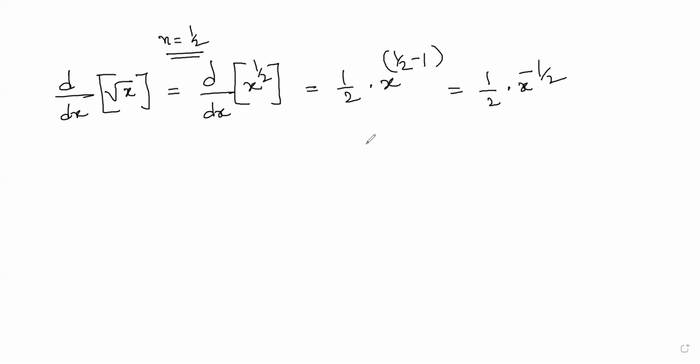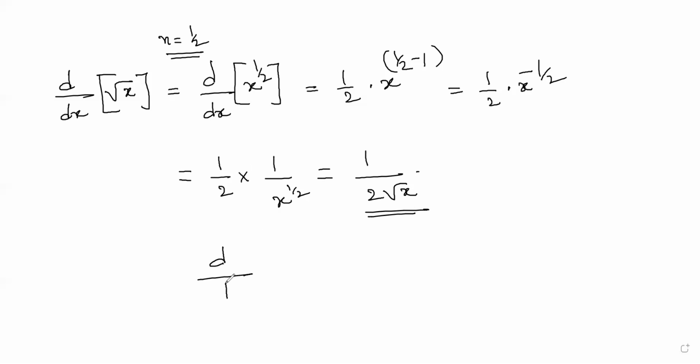So x power negative half, right? So it is 1 by 2 into 1 by x power half. X power half is root x. So we can write it as 1 by 2 root x. This is another very important formula. When you see the derivative of root x, the answer will be 1 by 2 root x.